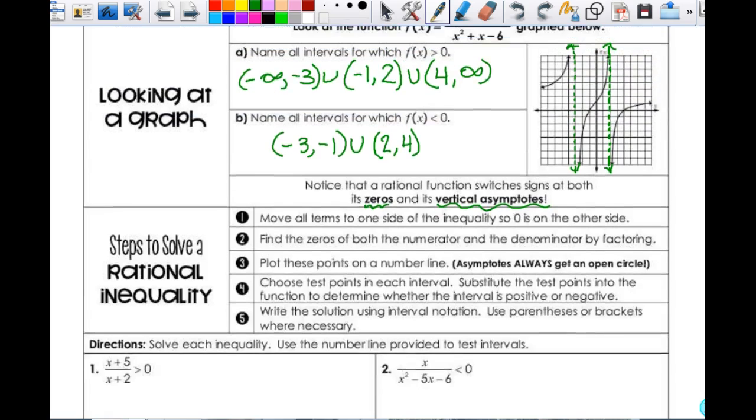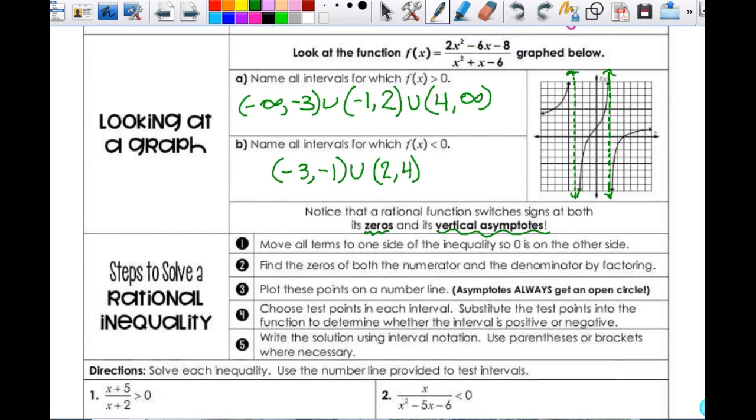Now, these were all technically open because it said greater than or less than. We're really just talking about positive and negative, which in the end is really where our concern is. But if the inequality that you have is greater than or equal to, then the zeros will have closed circles. But asymptotes, you're not going to touch that no matter what, so it's always open. So on your number line itself, you might have a mixture of open and closed circles. Okay. And then we test the points just like we did before and write our solution.